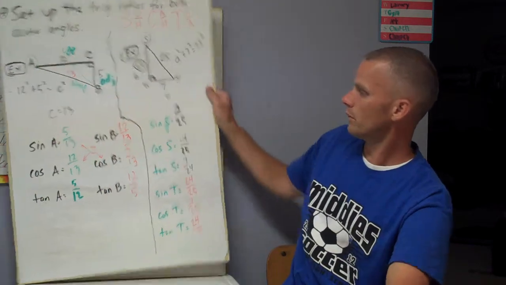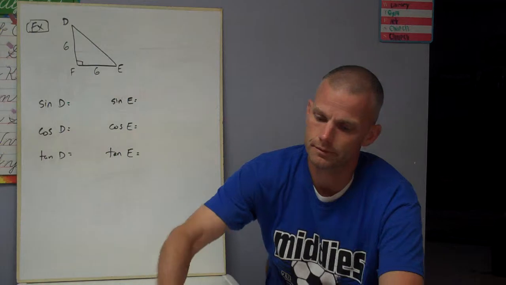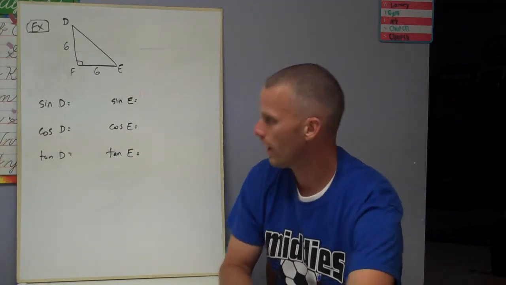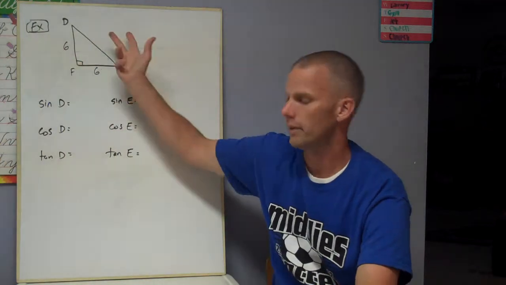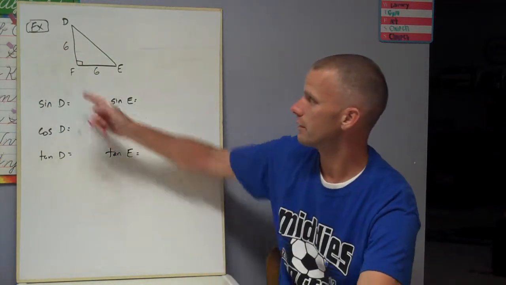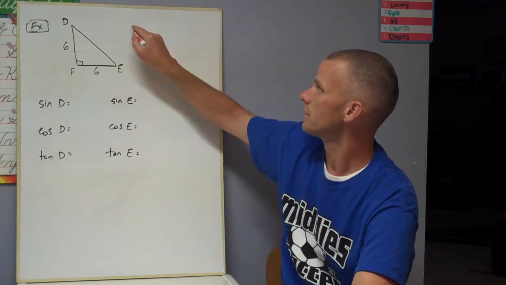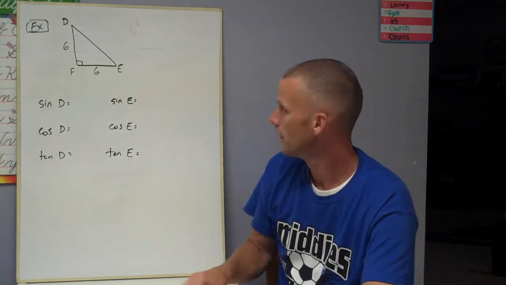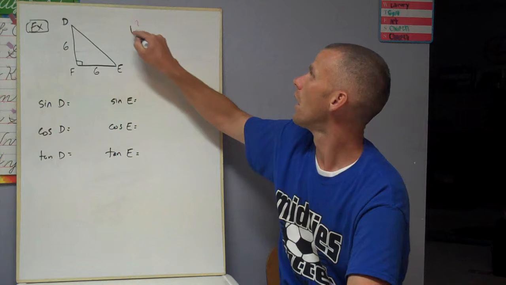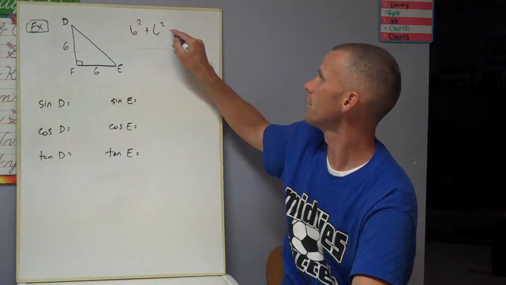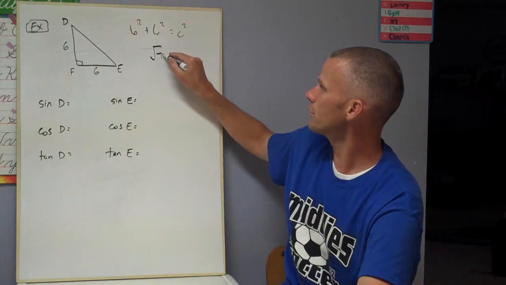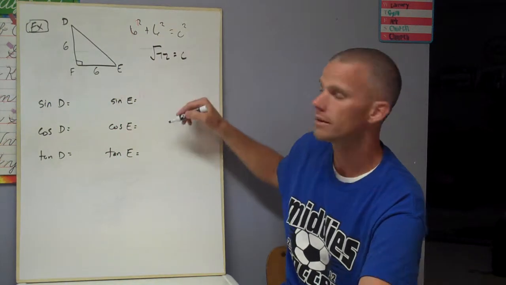One last example. Go ahead and pause, set it up. Welcome back. So again here, I'm being crazy for you and not giving the hypotenuse. So here we got 6 squared plus 6 squared equals c squared. We should find out that we get the square root of 72 equal to c.